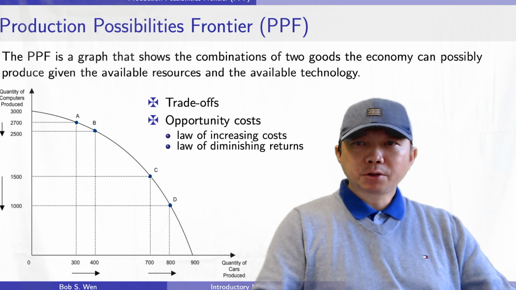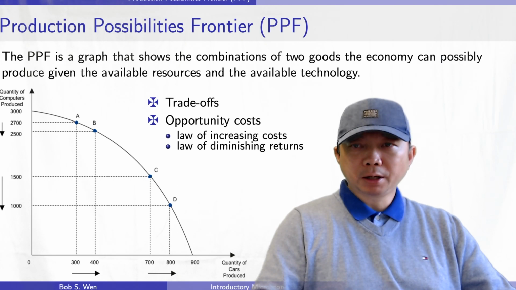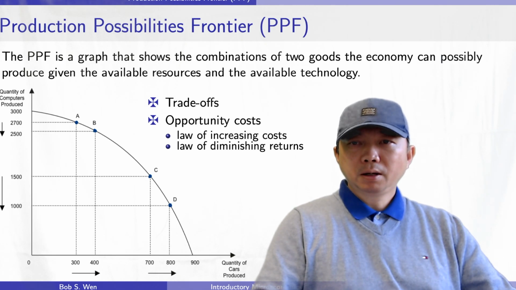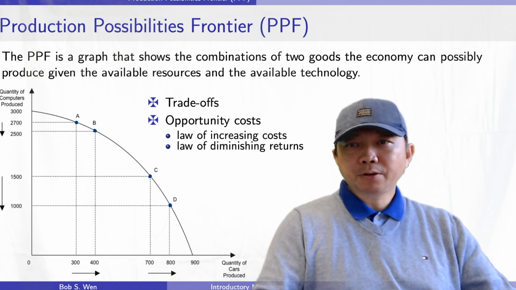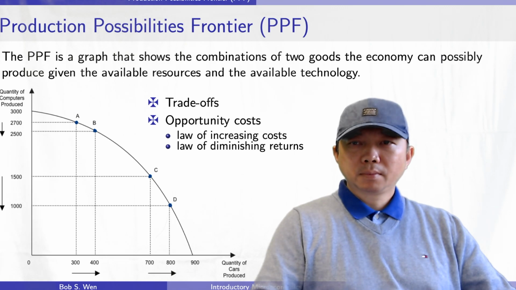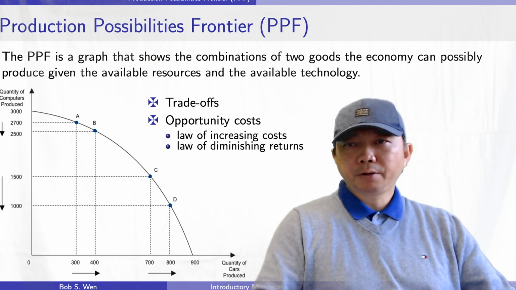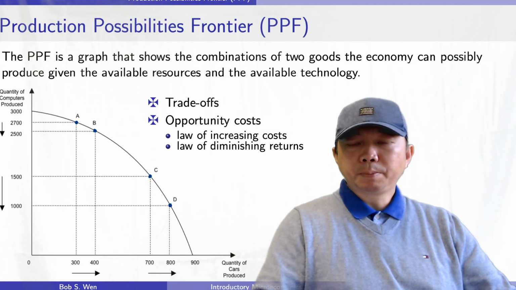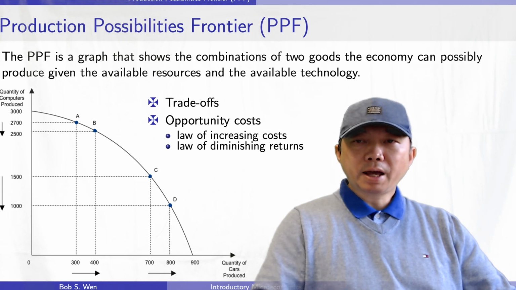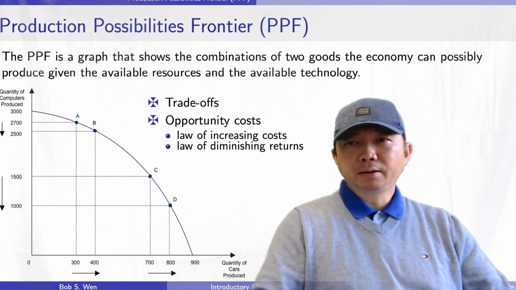Consider when the workers are shifted from the computer industry to the car industry. Those who first move to the car industry will be the relatively more productive potential car workers. As more and more workers switch to the car industry, those newcomers are less and less efficient. We need more and more new workers to produce the same increment of cars. So we have to give up computers at an increasing rate.